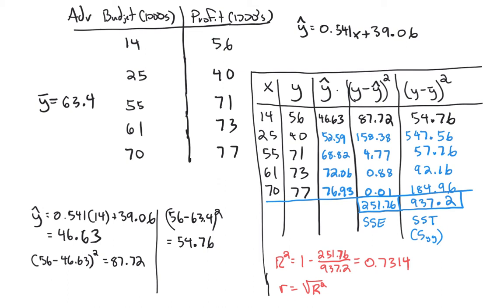So our R value is indeed 0.855. So this is fairly strong. We'll call this a strong linear relationship. So that indeed is our R and our R squared, or coefficient of determination, and our correlation coefficient.